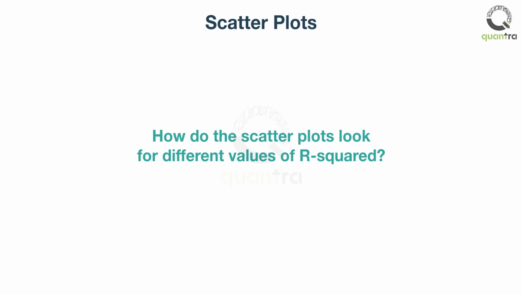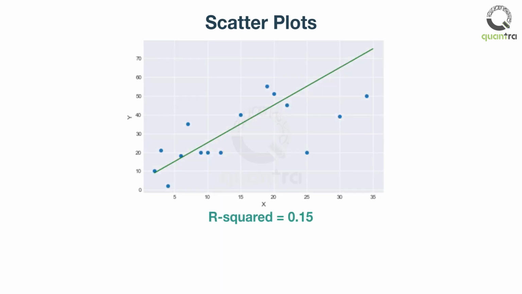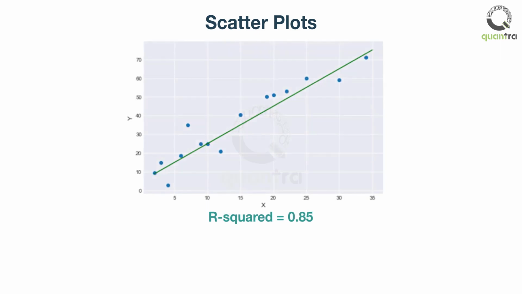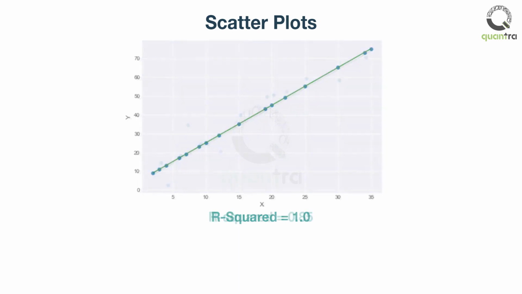How do the scatter plots look for different values of R-squared? The scatter plot shows the R-squared of 15%. As the R-squared value keeps increasing, the data points keep coming closer to the regression line. At 100% all data points are on the regression line. However, this does not occur in real-world situations.